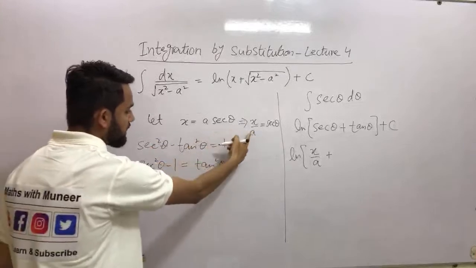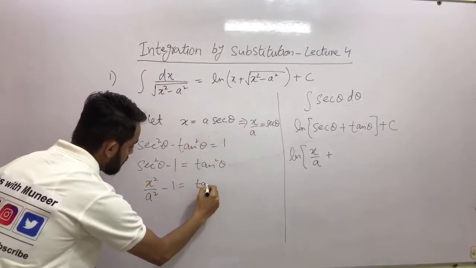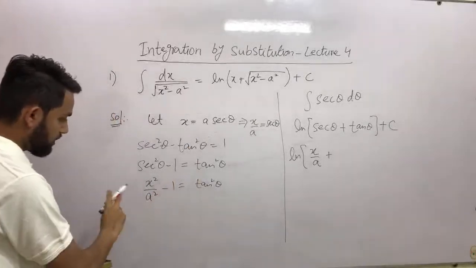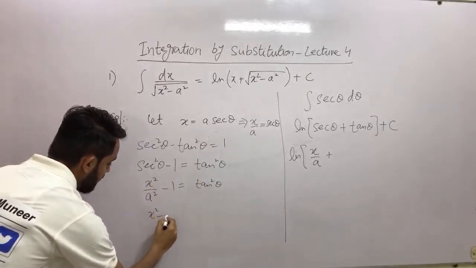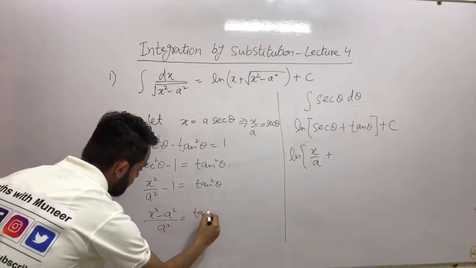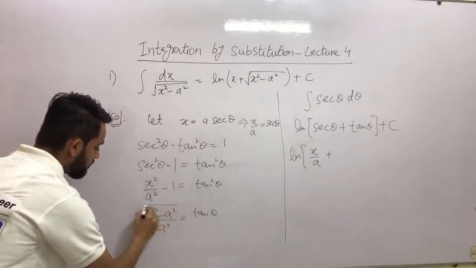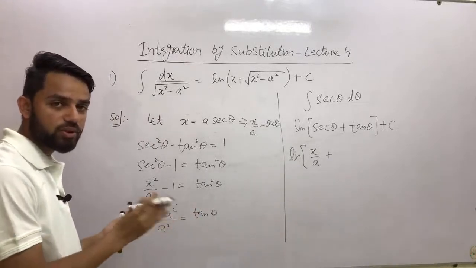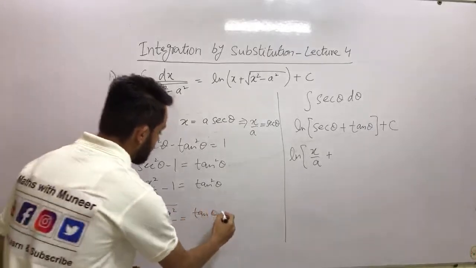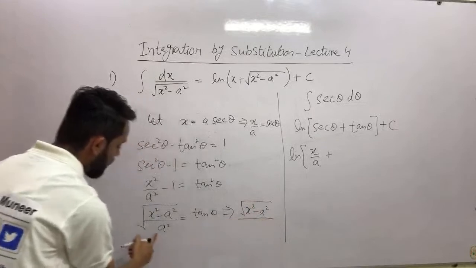Plug in the value, secant theta is x over a, so this would be x square over a square minus 1 equals tan square theta. Remember, we have to find the value of tan theta, not tan square theta. So I am doing some direct steps over here. Once you take the LCM, it would be x square minus a square over a square equals tan square theta. To remove this square, we take the square root on both sides, and over here square and square root cancel. So this would be equal to the square root of x square minus a square over a square.